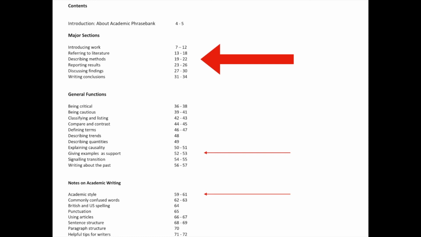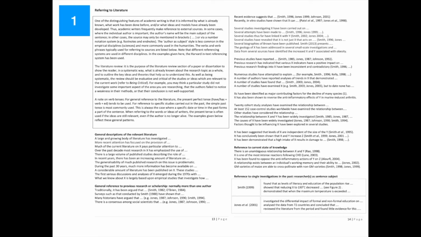Okay, so let's take a look at section 1. On pages 13 and 14, referring to literature. One of the most time-consuming things in your thesis writing is reading. You're going to have to read a lot of research, and do a lot of research on previous work. So when you start to write about it, these are sentences that you can use.